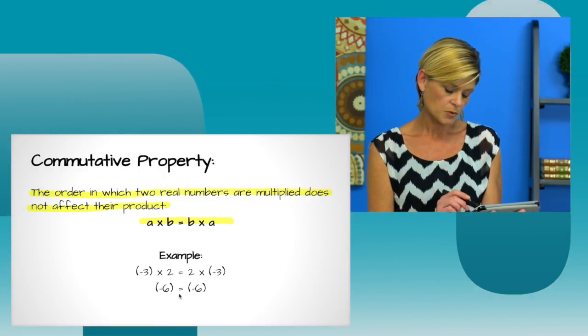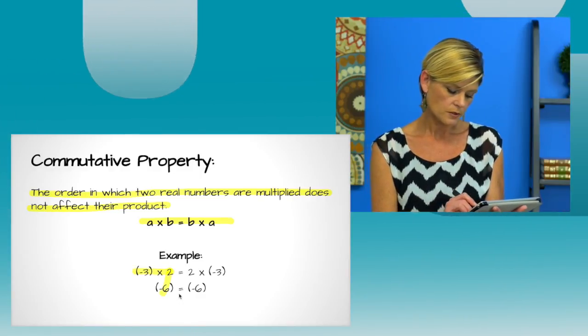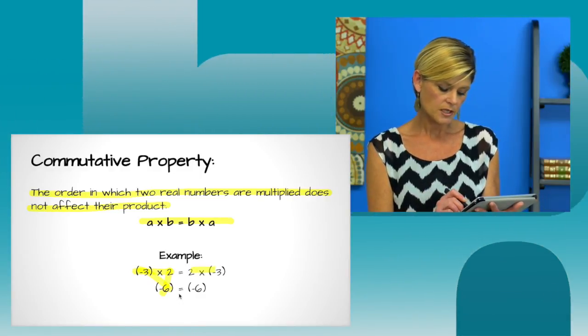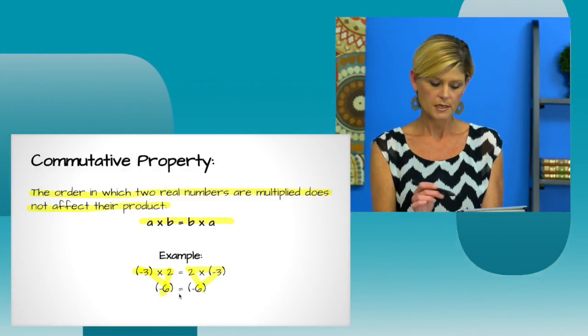Here's an example with actual numbers. We've got -3 times 2. Well, that's going to equal -6. And 2 times -3, see how I just switched the order there? That's still going to equal -6.